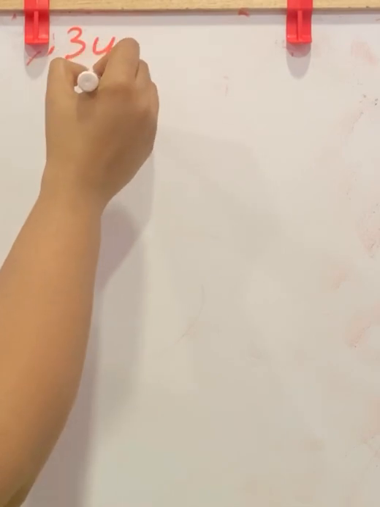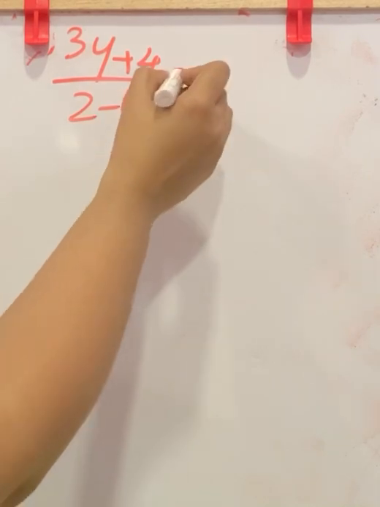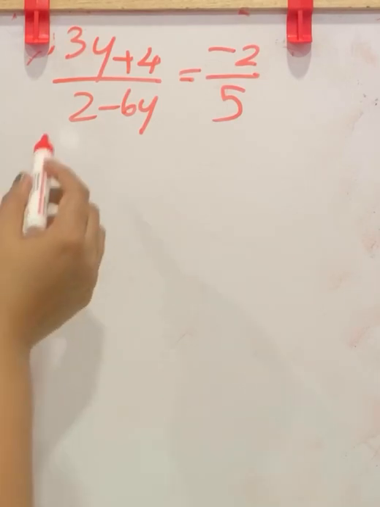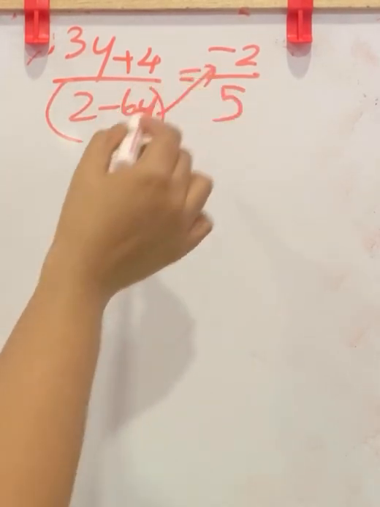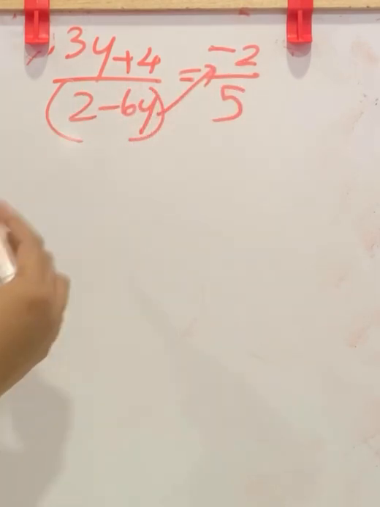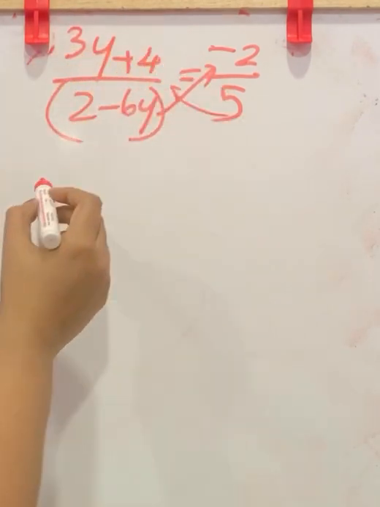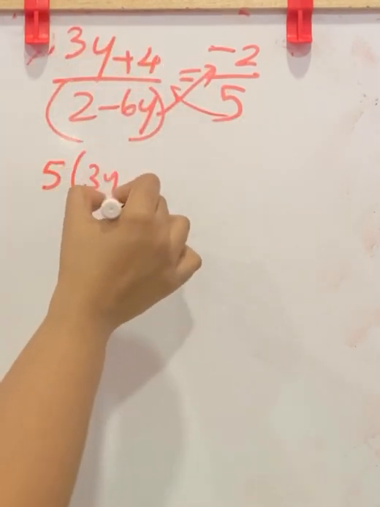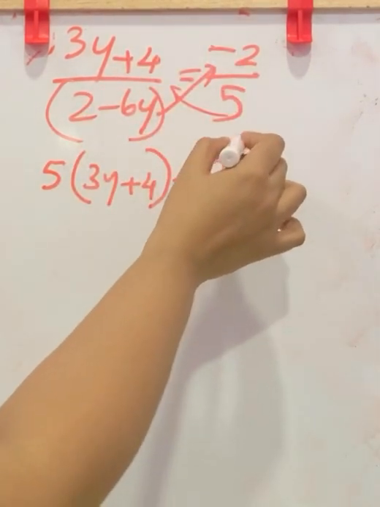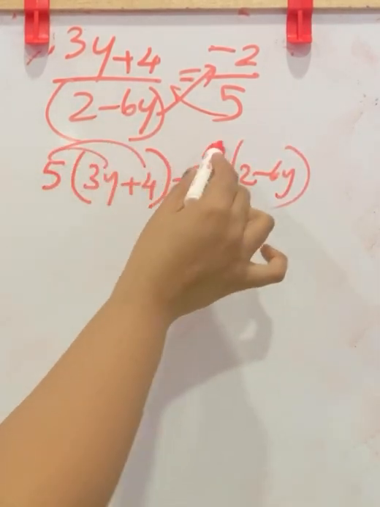Next is an equation in the y variable. That is (3y plus 4) whole by (2 minus 6y) equal to minus 2 by 5. Here, this whole by can be taken to RHS. That is, outside the bracket will be minus 2. Inside the bracket, we have 2 minus 6y. Here, this 5 can be taken to LHS, that is, whole into 5. So we can rewrite it as 5 into (3y plus 4), close the bracket, equal to minus 2 outside the bracket into (2 minus 6y), close the bracket.